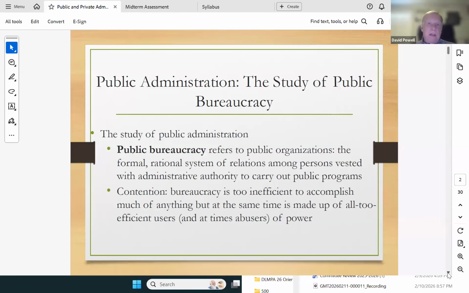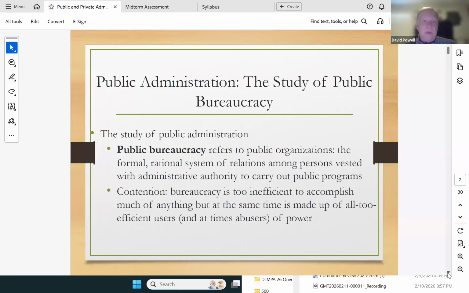But what really is the study of public administration? What are we really studying when we study public administration? When we study public administration at its very heart, we are studying public bureaucracy. Public bureaucracy refers to public organizations. So when you think about public bureaucracy, we're thinking about public organizations. So the study of public administration really does revolve around the study of these public organizations, which constitute the bureaucracy. So what are these public organizations?